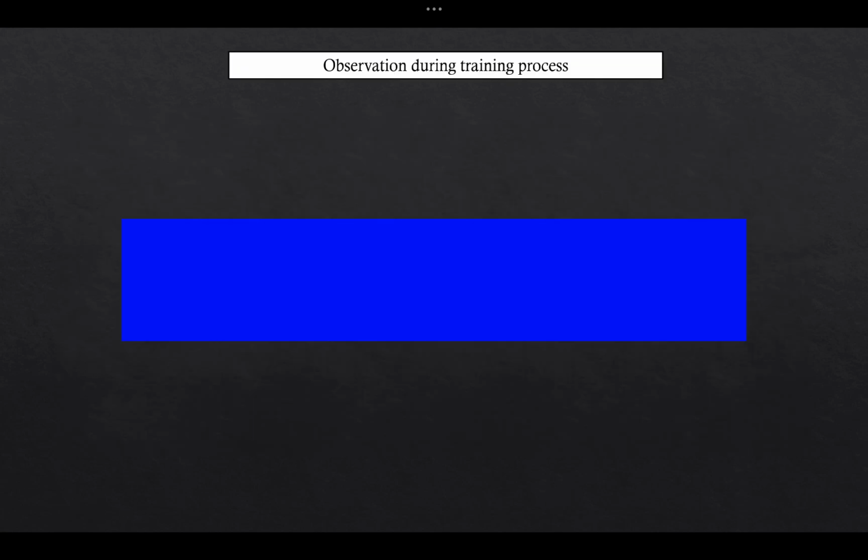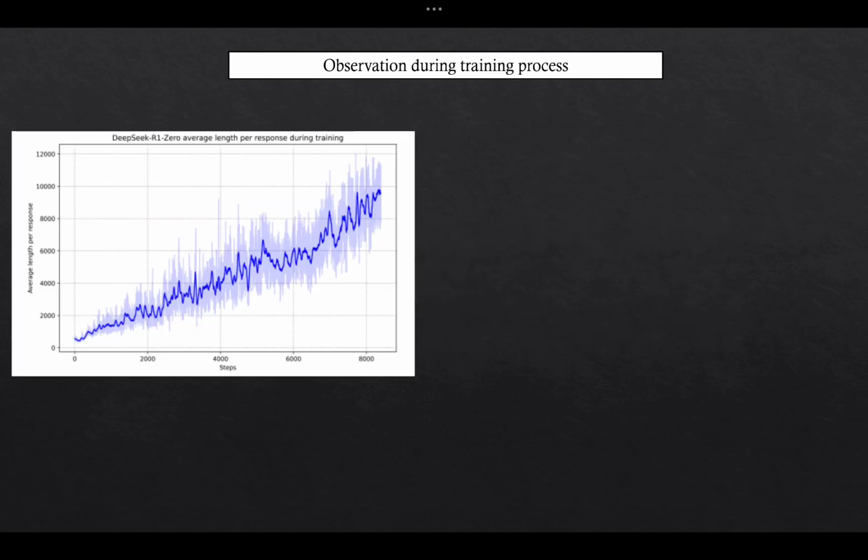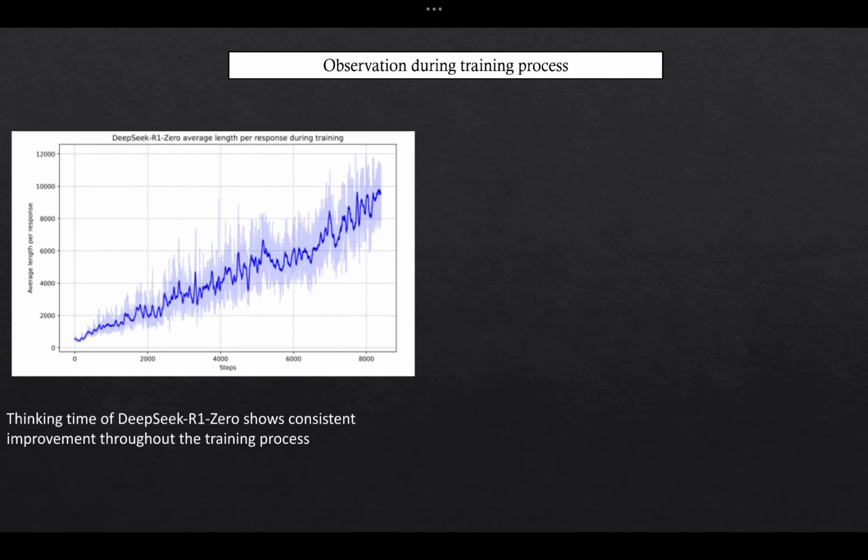Now there are a few observations related to this training process. It has been seen during training that with larger steps, the average length per response also increases. That means the reasoning process or the thinking time of this DeepSeek R1-Zero version shows a consistent improvement throughout the training process, right? So it will take more time to think, and then it will generate the answer.